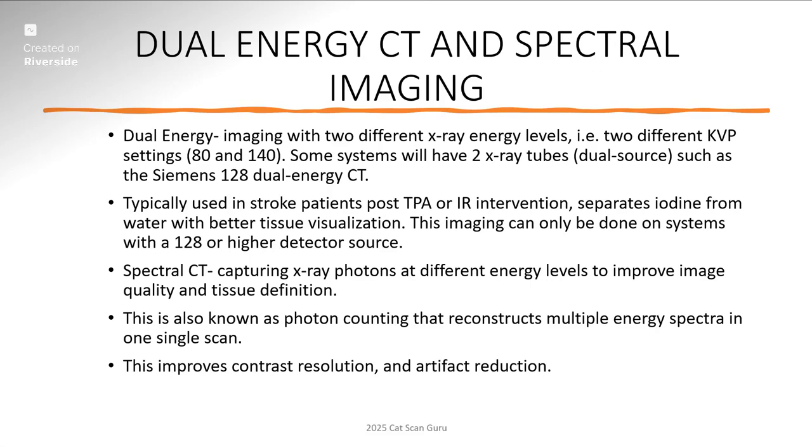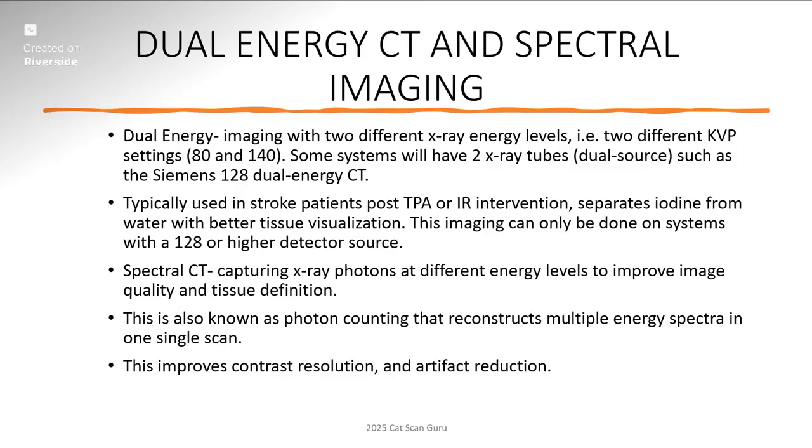So it's very detailed. This imaging can only be done on systems that have a 128 detector slice or higher. At my facility, we have two 256 GE scanners. So dual energy is only possible when you have a higher detector slice. As far as I know, it doesn't exist on the 64. I could be wrong, but I've worked at a lot of hospitals, and on every 64 that we have, that protocol does not exist. So from what I understand, it has to be a 128 or higher.